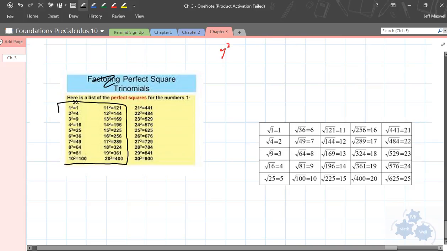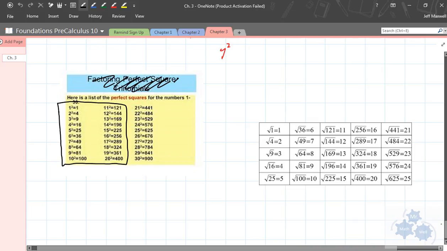Don't worry about perfect square trinomials. We're not there yet. That's coming. But this chart right here is pretty important, and you probably should have these memorized. 1 to 10 is easy. You know that already, probably. But 11 through 20, I want you to work on memorizing those, okay?